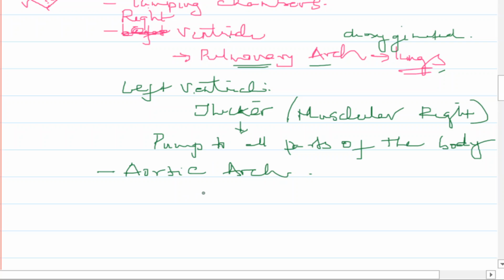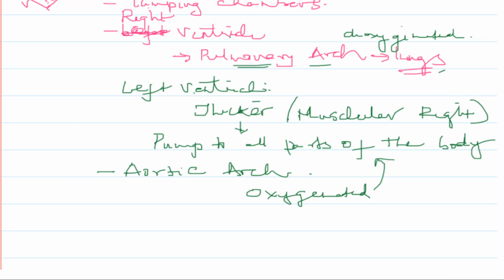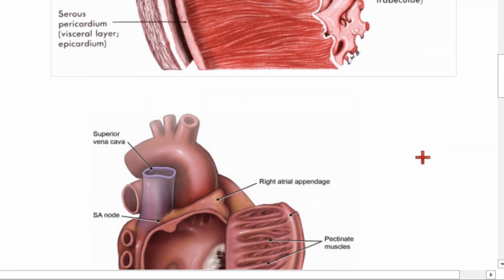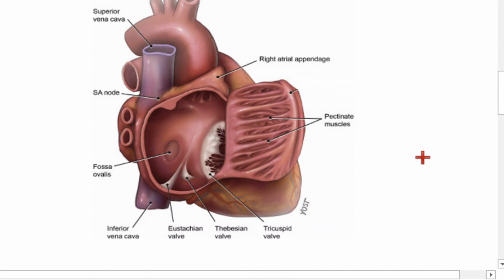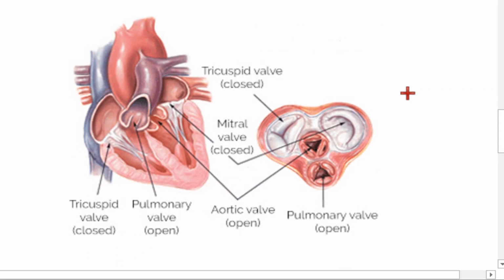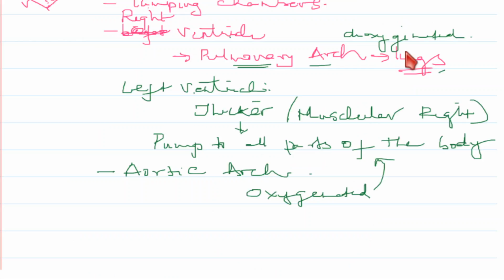And the aortic arch carries the oxygenated blood to all parts of the body. Okay, so to sum up, let's look at the picture so that we have a better idea. Oh, I should talk about the valves before I get into that. I should still talk about the valves. Okay, let's finish off the valves and look at the picture.